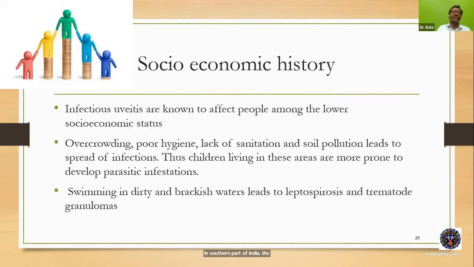The socioeconomic history is again relevant for uveitis, because infectious diseases are known to affect people with lower socioeconomic status, because overcrowding is common, poor hygiene, lack of sanitation, and soil pollution all influence the spread of the infection. So even for a trematode infection or Leptospira, swimming in dirty, brackish, contaminated water are all important elements to correlate with the socioeconomic status of the patient whom we are dealing with.